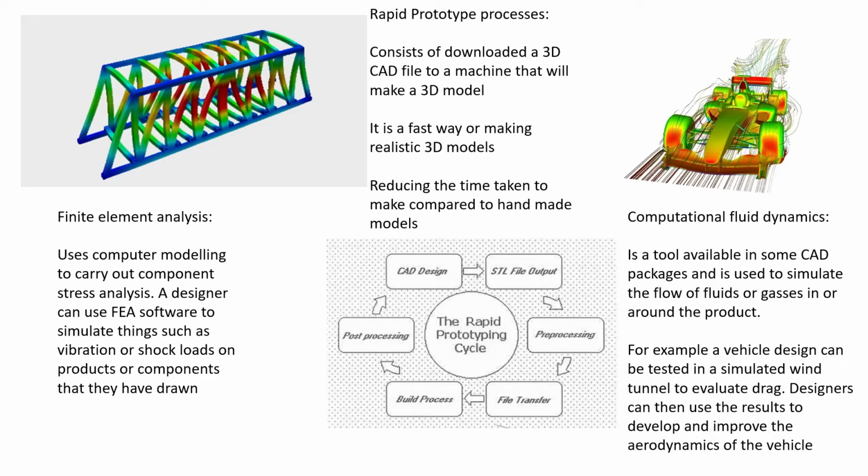So say you take a bridge, we've got the example here: if it's blue, it's fine, no stresses. And obviously the darker the colour goes, the more stress there is on there. So what it will let you do is test things like vibration and shock load, and you can see if things are going to hold.